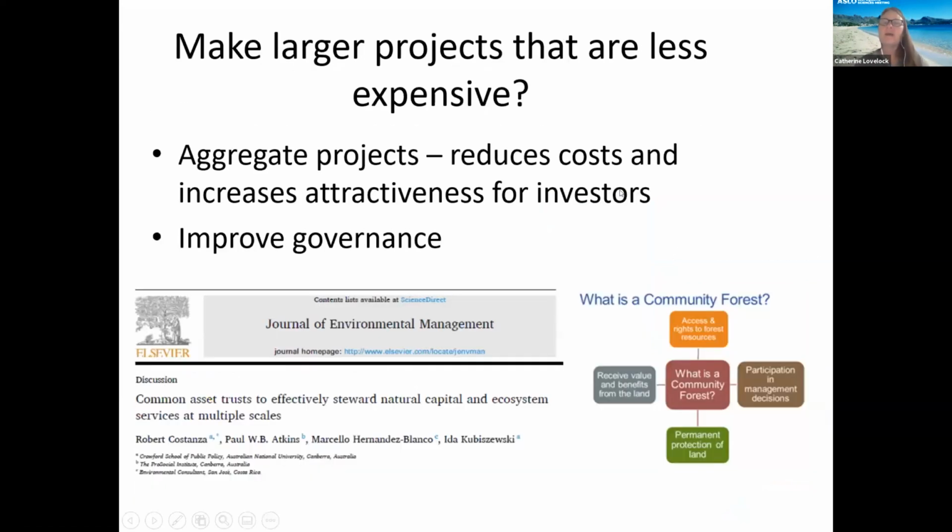One of the things we really need to do is to make projects that are large and less expensive. One idea of how to do this comes from Bob Costanza, and I'm sure there are others. He's talked about the possibility of common asset trusts, which are new institutions that receive funds from investors and allocate to projects that communities are willing to support for a variety of ecosystem services. We could also take concepts like community forestry and stretch it out, where communities have control of their own assets, and these are aggregated under community forestry programs. In both of these situations, there's a possibility of improved governance of those kinds of projects.